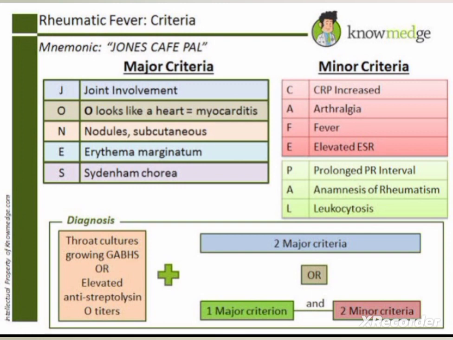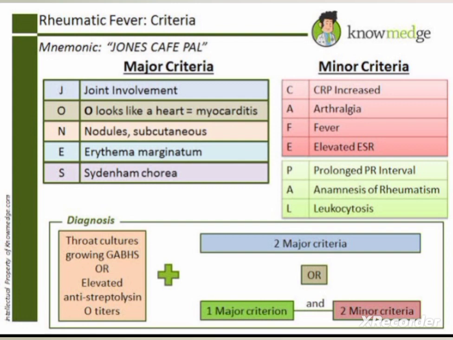Anamnesis of rheumatism means here we are taking the history of streptococcal infections in the patient, previous history of skin infections, or any history of streptococcal infection previously. So all this history we will take. So that is regarding the minor criteria. Leukocytosis means increased WBC count. So the mnemonic for the Jones criteria is Jones CAFE-PAL.